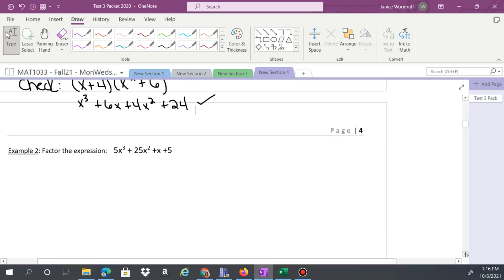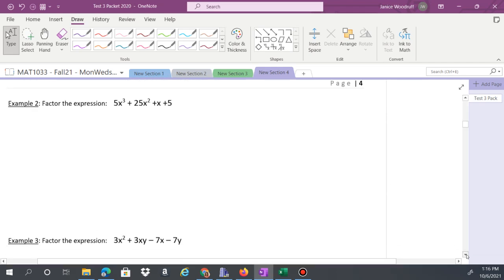All right, so let's look at example 2. So I have 5x cubed plus 25x squared plus x plus 5. It's 4 terms. Can I take a GCF out? No. Because this doesn't have a 5, and then this 5 doesn't have an x, so no. So we're going to go straight to splitting it down the middle.